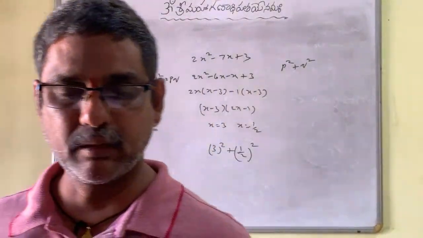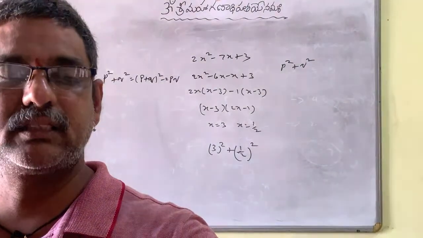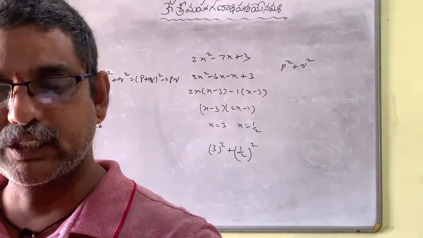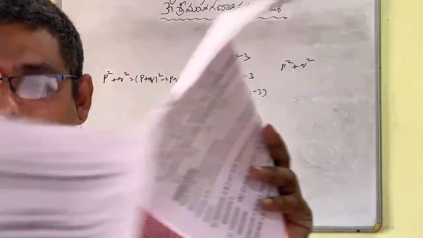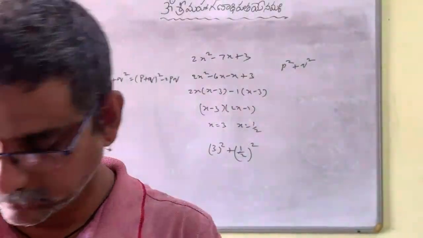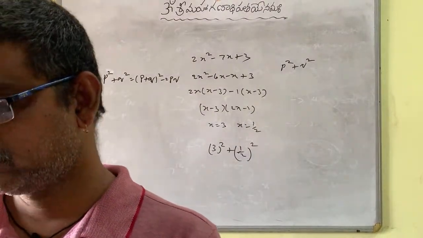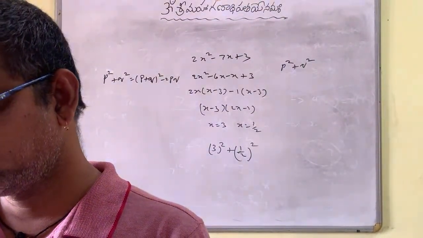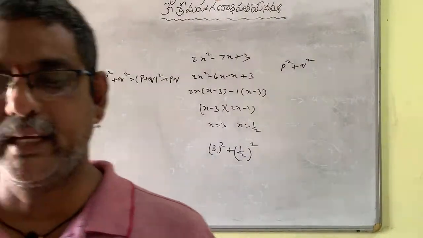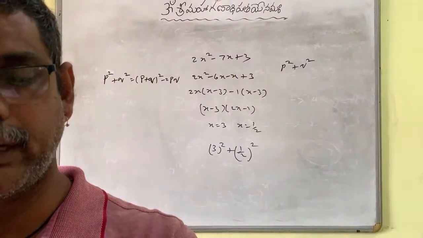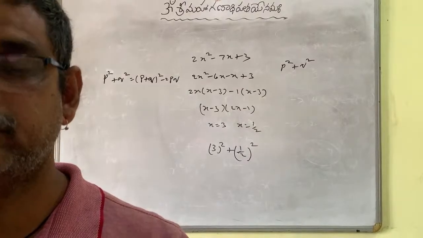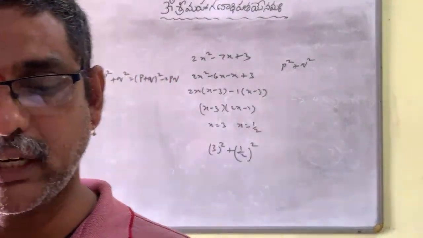7th question is out of syllabus, 8th question is out of syllabus, because those two questions are from pair of linear equations in two variables. Now see the 10th question, children.